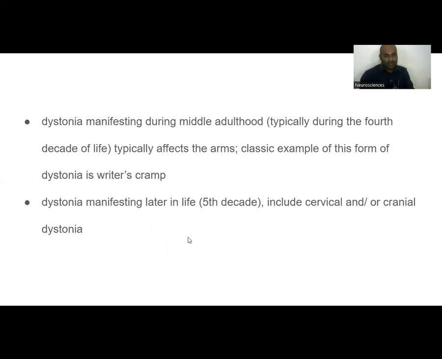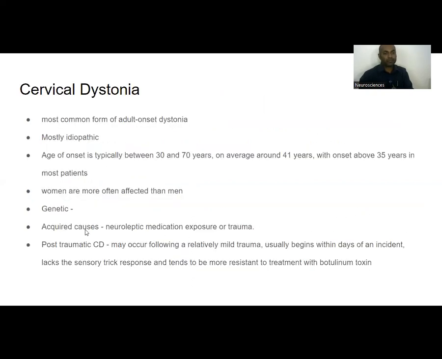So this dystonia syndrome usually manifests in middle adulthood, typically in the fourth decade, and usually affects the arms. A classical example is writer's cramp. And dystonia manifesting a little bit later, in the fifth decade, is usually cervical or cranial dystonia. So we'll see the common focal dystonias.